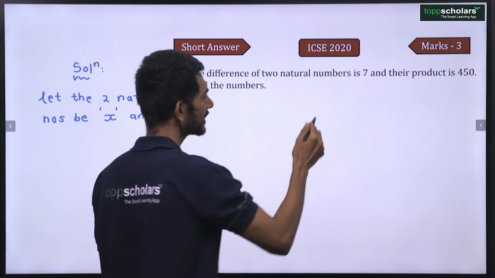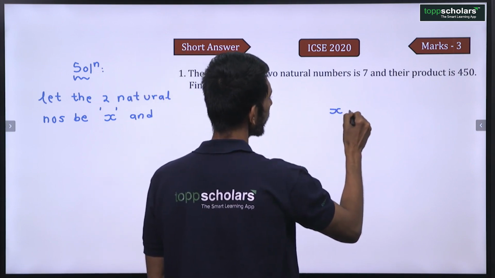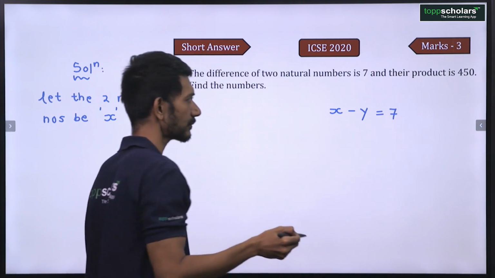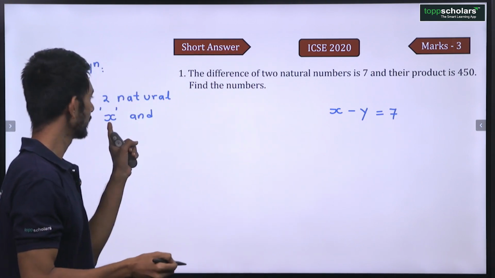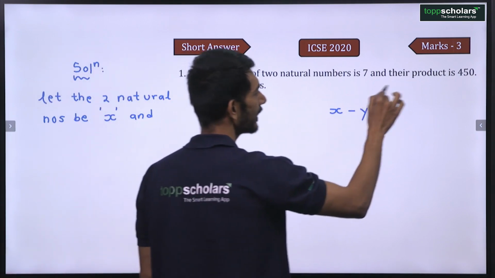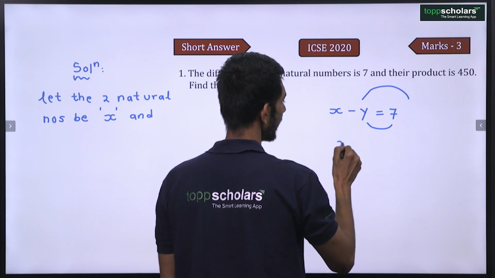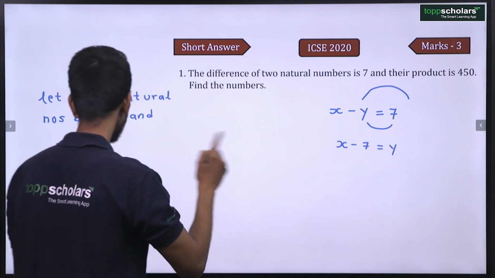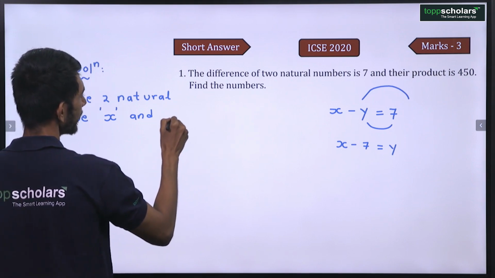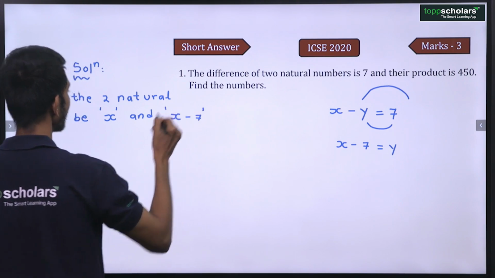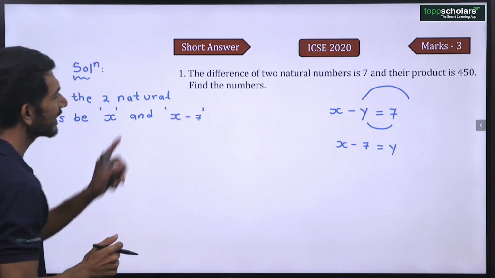Now just try to understand what I'm saying. Suppose if I take two variables, suppose. So can I say x minus y is 7? X is the first one. So can I find out y in terms of x? If I take 7 here, so can I say x minus 7 will be equal to y? So the other number would be x minus 7, right? So we can say that the two numbers are x and x minus 7.